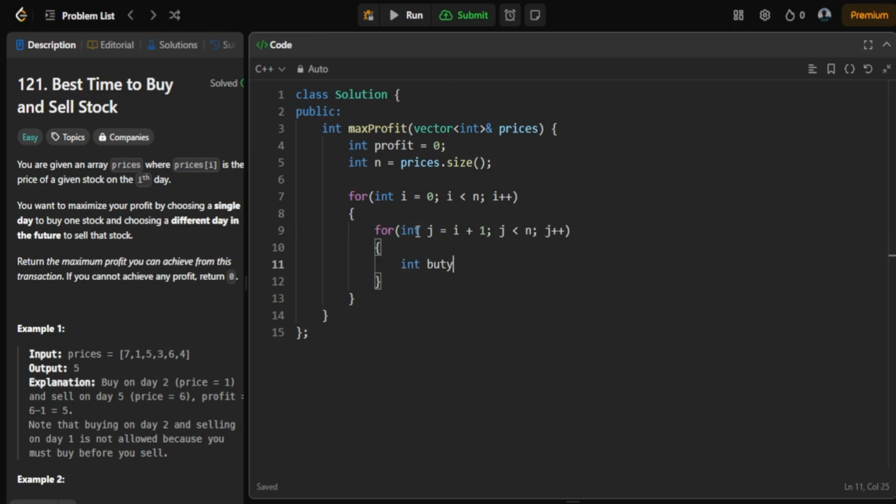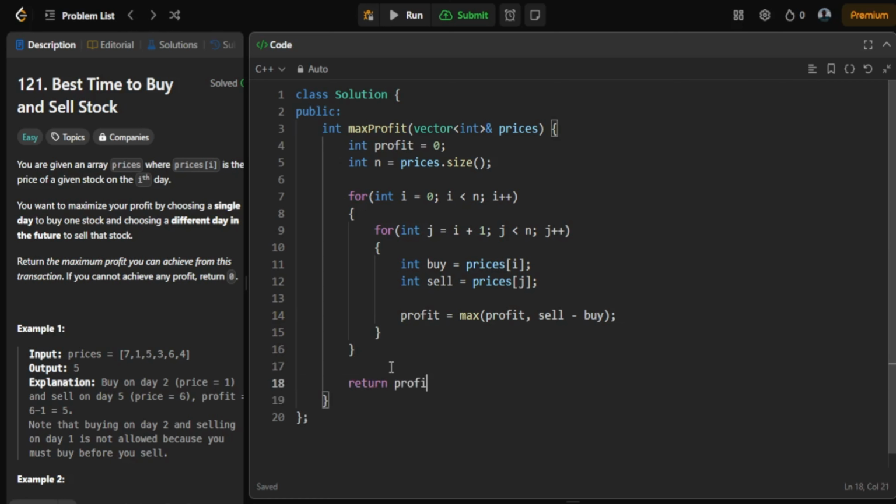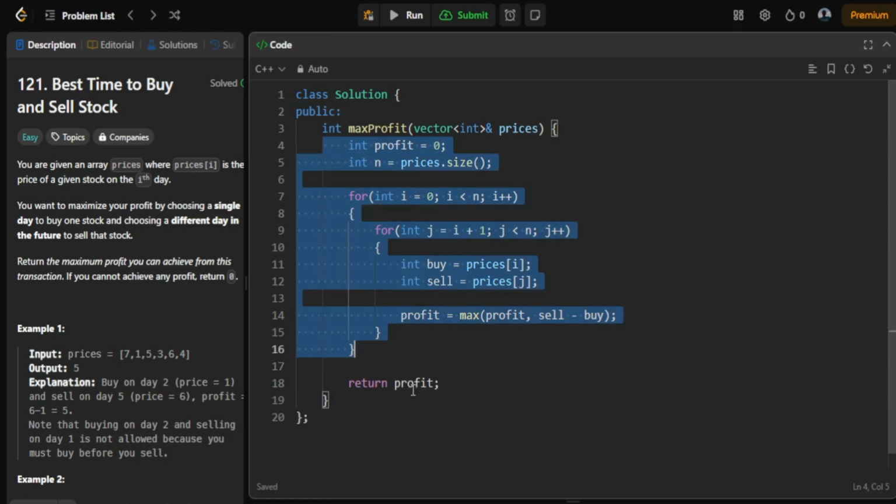Now the value of our buy variable will be prices of i, and the value of our sell variable will be prices of j, correct? And we want the maximum profit. So we'll write profit is equal to maximum of profit comma sell minus buy, right? I hope this is clear. Then what do we need? We just need to return our profit. Okay, so I hope this code is clear.